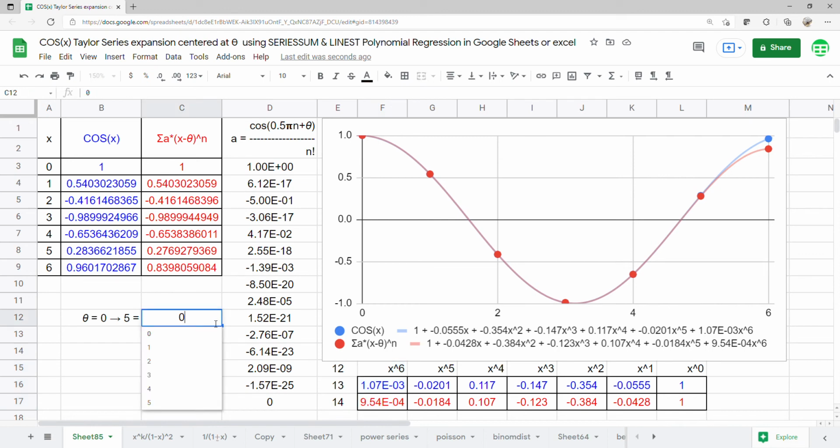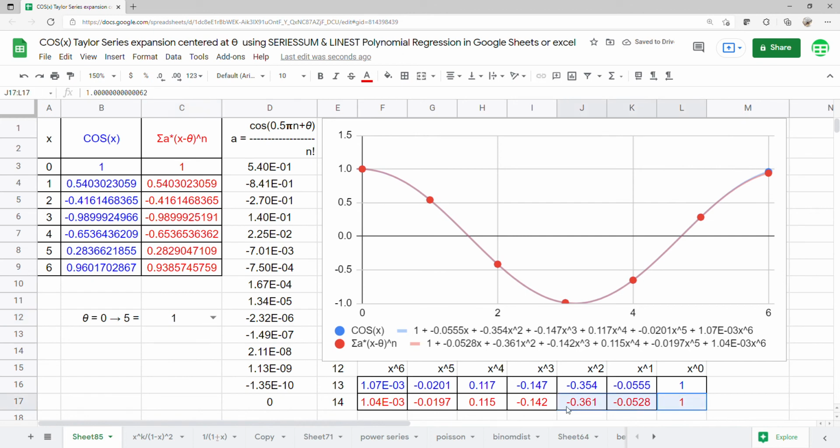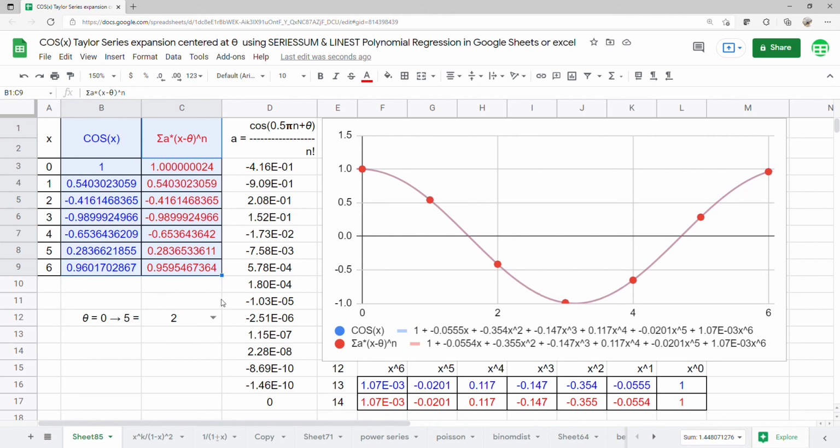The Taylor series expansion centered at theta equals 1. The polynomial regression coefficient approximates the function cosine, and the data sets are the same, and the polynomial trend lines are the same. Centered at theta equals 2, centered at 2. So the Taylor series expansion approximates cosine. Their data sets are almost the same, and the polynomial trend lines are the same.